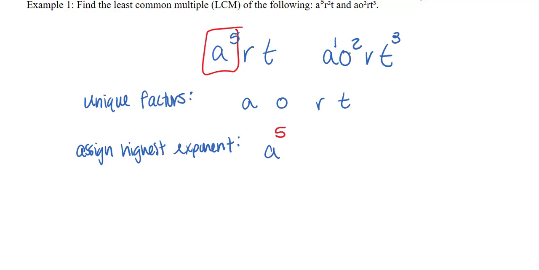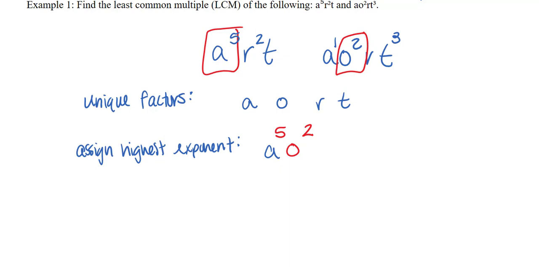Then we're going to move on to o. So we have an o. We don't even have an o in the first one, so we just go ahead and take this one. So it's going to be o squared. Oh, I also missed this. This has a squared.